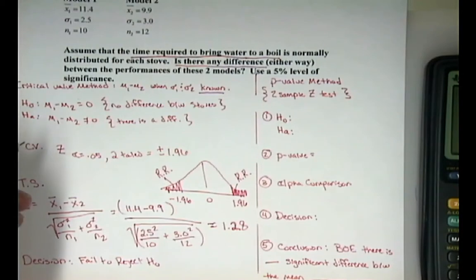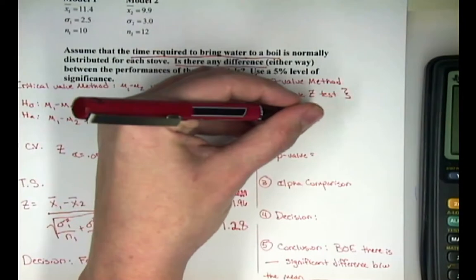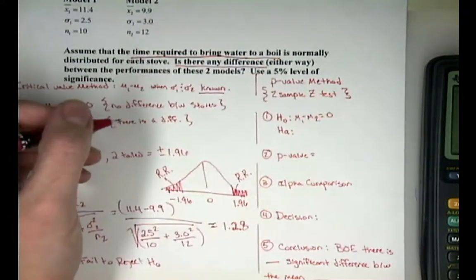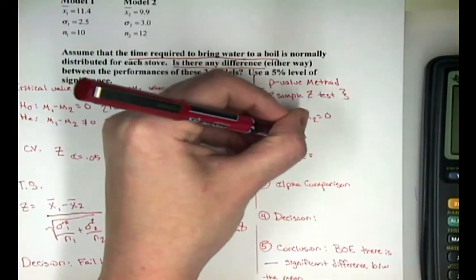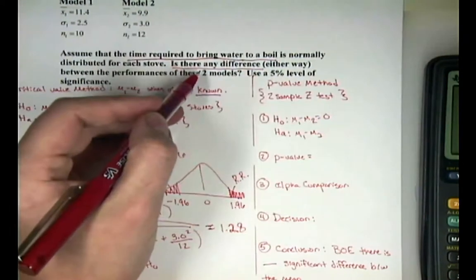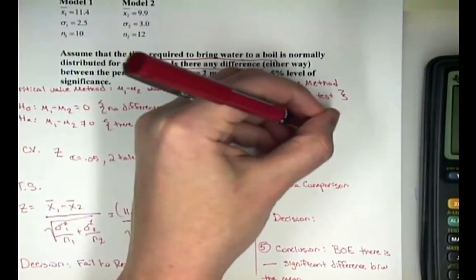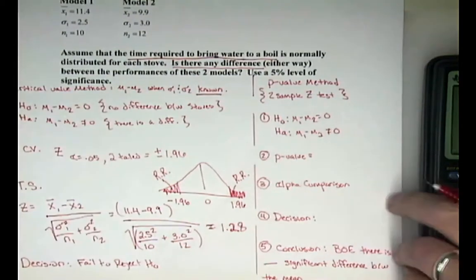So on the p-value method, our hypothesis is the difference of means is equal to 0, meaning there is no difference between the two stoves, versus the alternative. They wanted us to know if there's any difference either way, so that implies a not equal to statement. So this is a two-tailed, two-sample z-test in the calculator.